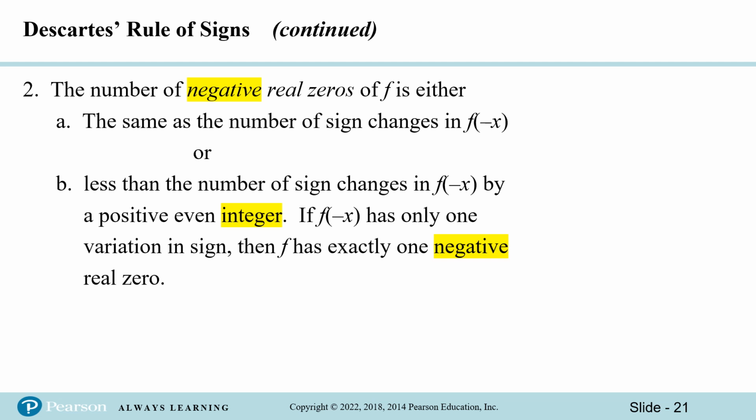For negative real zeros, it could be the number of sign changes, only this time we're doing f of negative x, but the same idea. Or less than the number of sign changes by a positive even integer. If it only has one variation in sign, then there will be exactly one negative real zero.